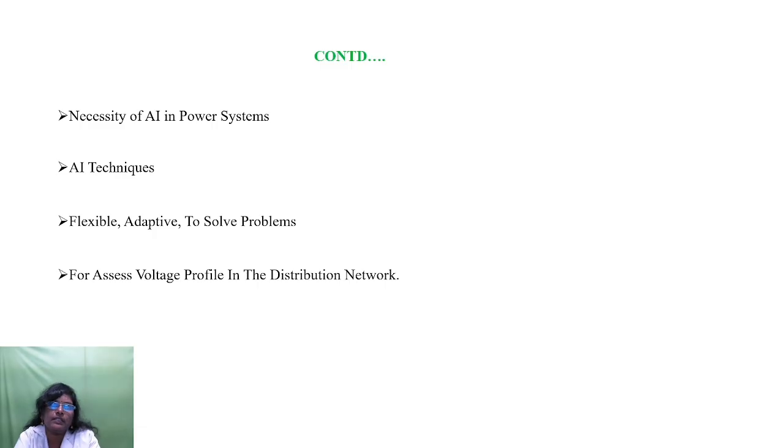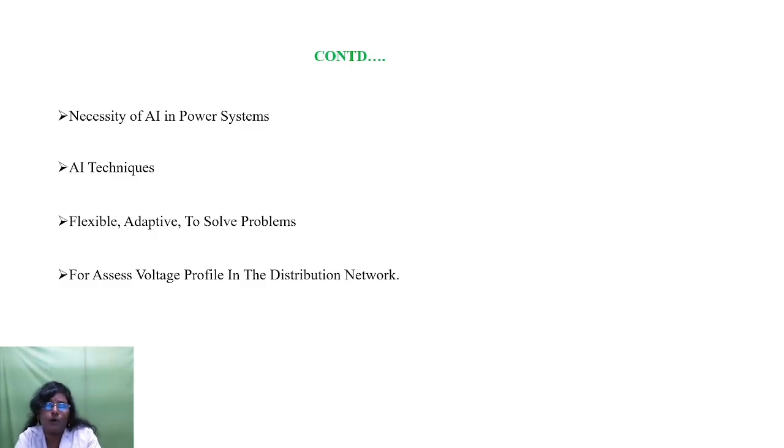So what is the necessity of AI in power systems? Normally, the transmission and distribution systems are intermittent in nature, so the voltage varies throughout the day. The conventional method is not suitable to measure or analyze the voltage on the transmission and distribution side. That's why we go for artificial intelligence. Many artificial intelligence techniques are used to evaluate the voltage profile on both the transmission and the distribution side. AI is very flexible and adapted to solve the problems.